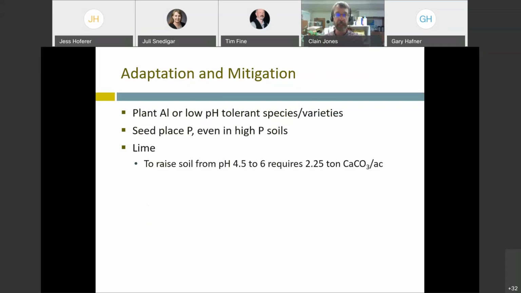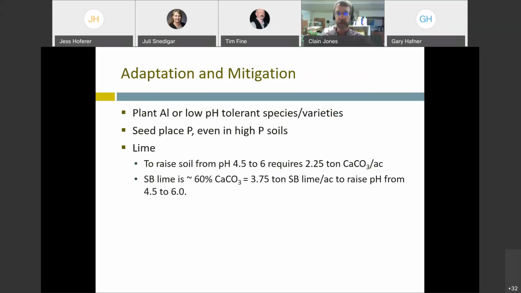Liming, of course, is a mitigation strategy. We estimate from my colleague Rick Engel's work, it takes about 2.25 tons of calcium carbonate per acre or lime per acre to raise the pH from 4.5 to 6, so quite a bit of product.